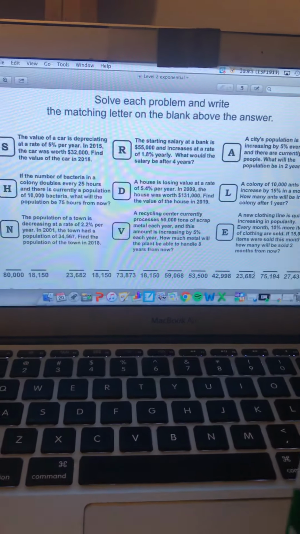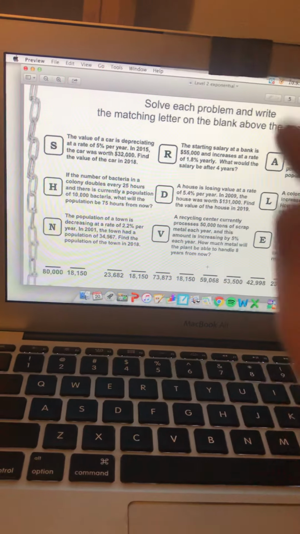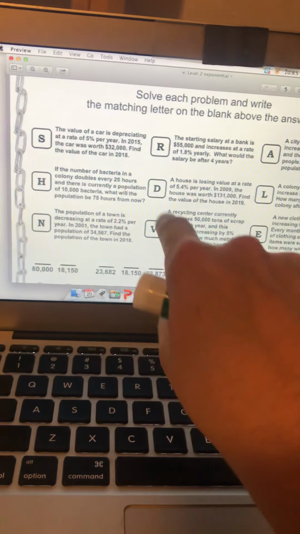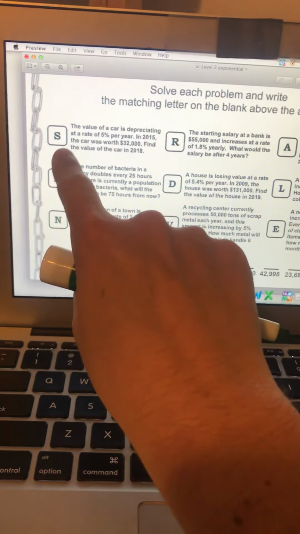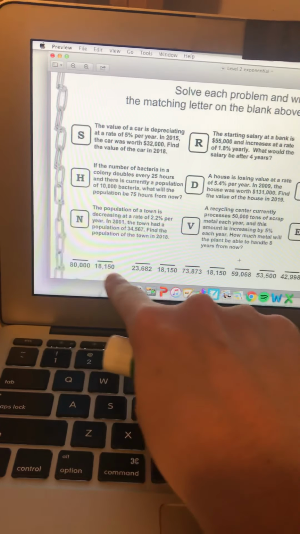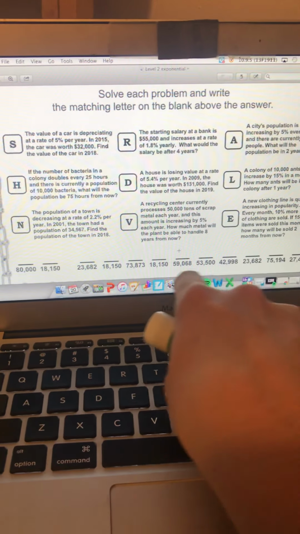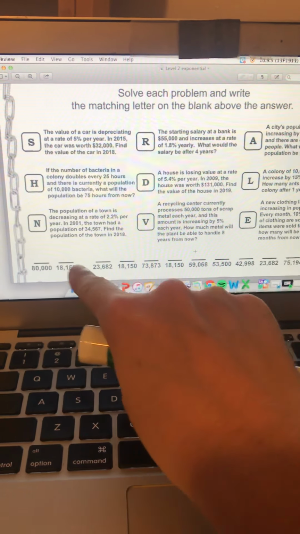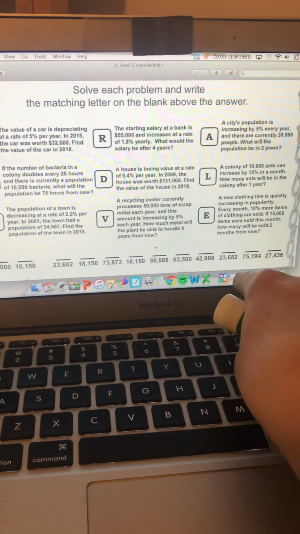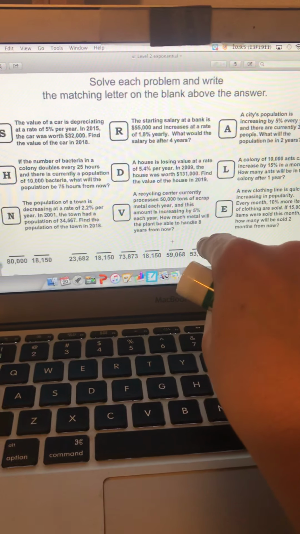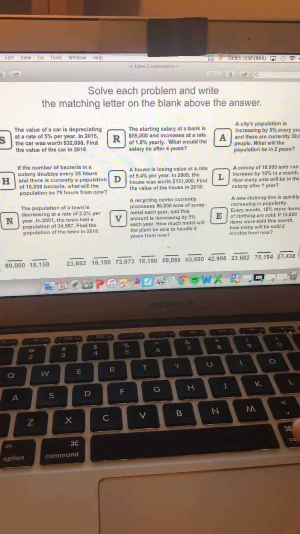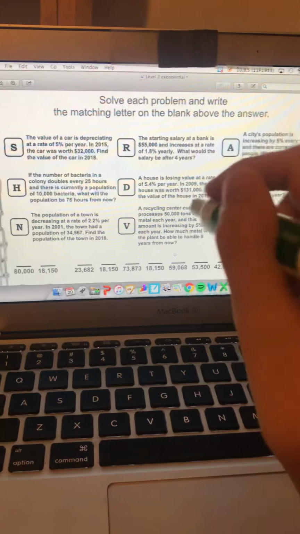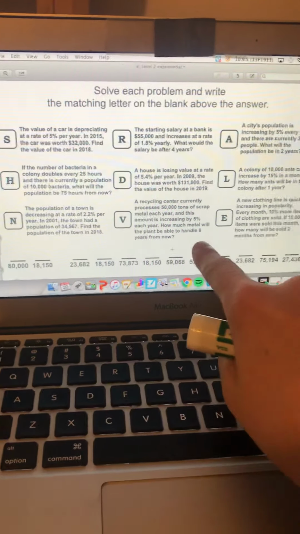So this is what today's Escape the Room looks like. Notice each of the problems here has a letter next to it. That letter you will be using at the end. Think of this as like an answer key. I'm going to solve a problem and look for the answer down here. If I don't see the answer, I should already be thinking I made a mistake somewhere. When I see the answer, I'm just going to write that letter above it.